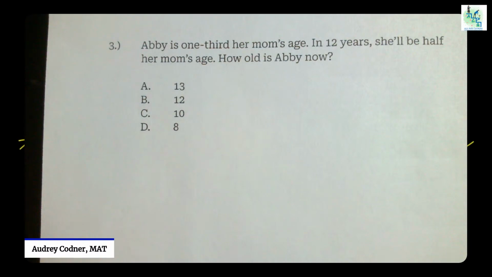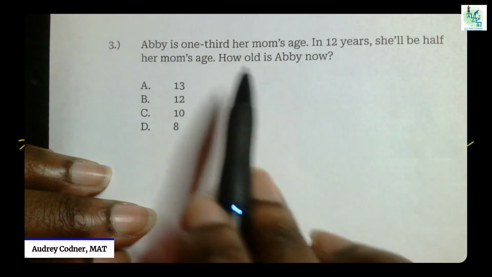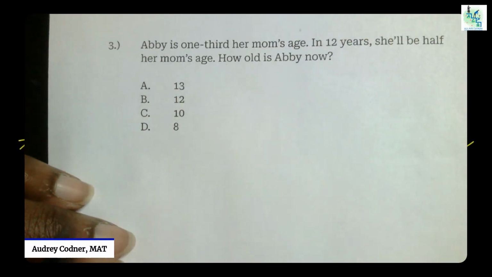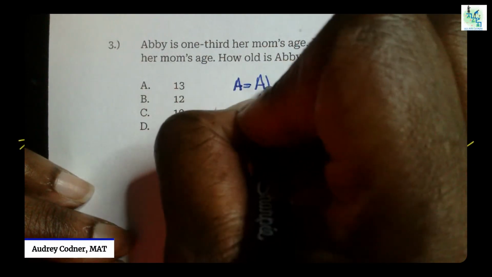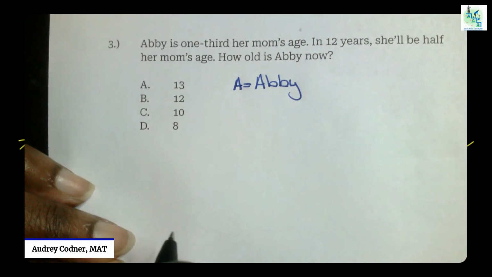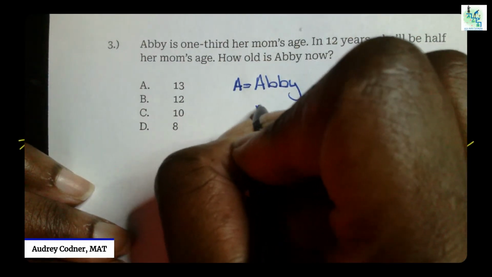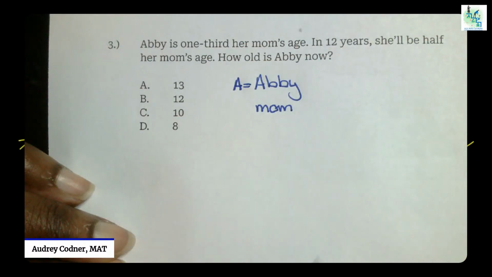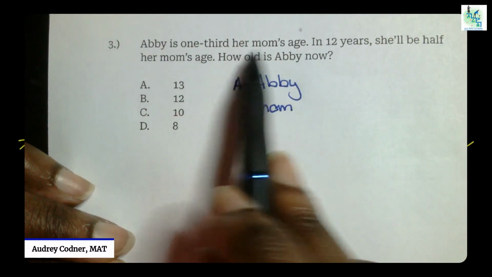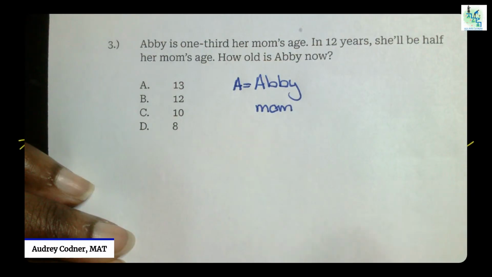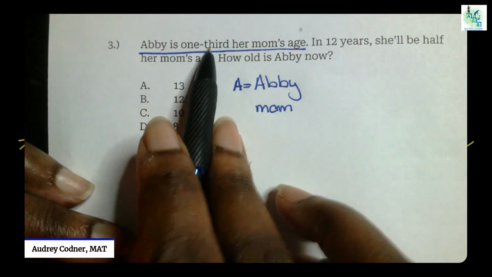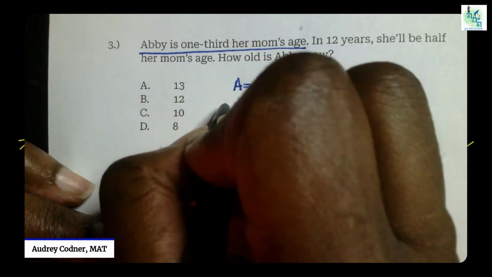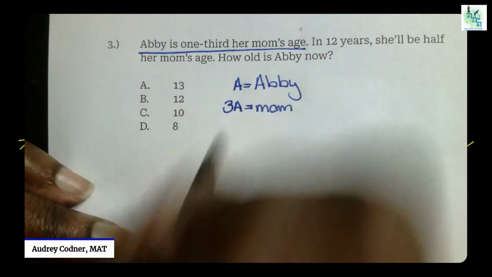All right. So let's take a look. So here we go. Abby is 1/3 her mother's age. We don't know Abby's age, but we're going to label her as A. Why not? All right. We know that her mother is actually going to be 3 times Abby's age. And how do I know that? Because it says right here, Abby is 1/3 her mother's age. If she's 1/3 her mother's age, that means her mom has to be 3 times Abby's age.